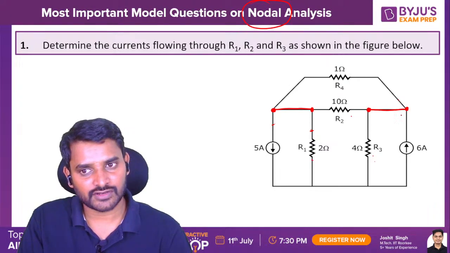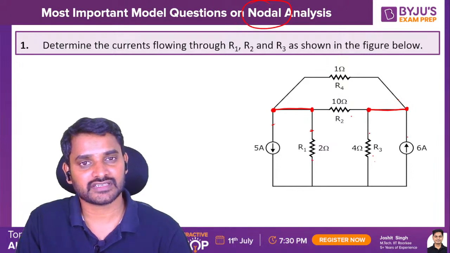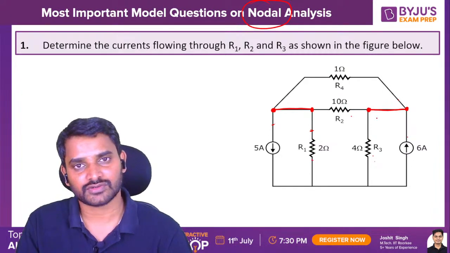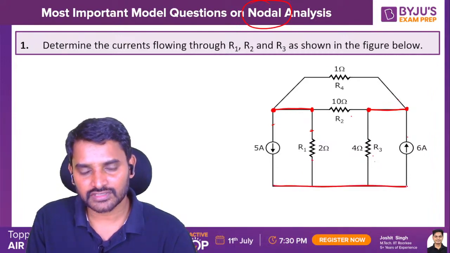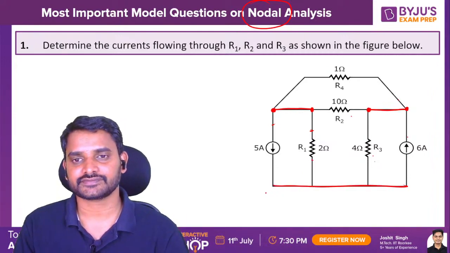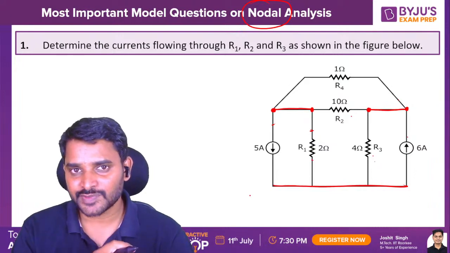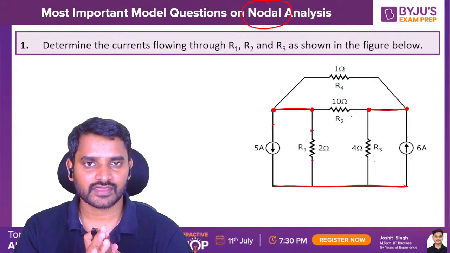And here the 1 ohm resistor, the 6 ampere current source, the 4 ohm resistor R2 and the 10 ohm resistor are connected. Similarly, at this point, this is also one more principal node. So there are three principal nodes in the given network, right?